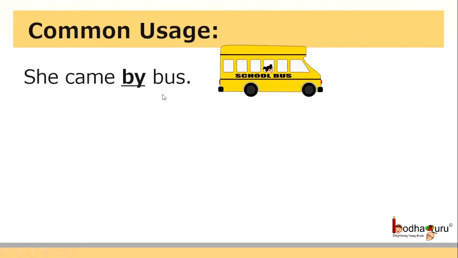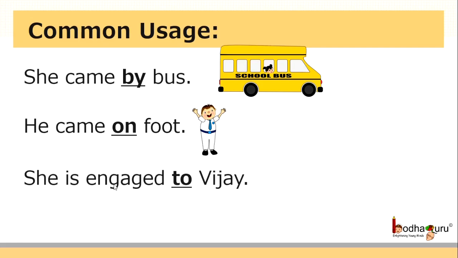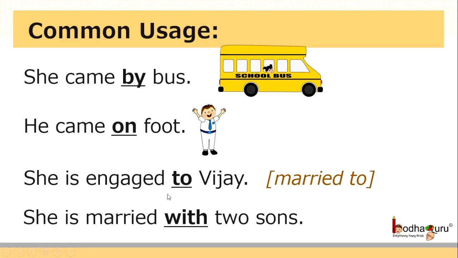She came by bus. Here by is the preposition. He came on foot. So remember, when we have to talk about walking, we have to say on foot. She is engaged to Vijay, or she is married to Vijay. So the preposition to be used here is to. She is married with two sons. What does it mean? It means she is married and she has two sons.